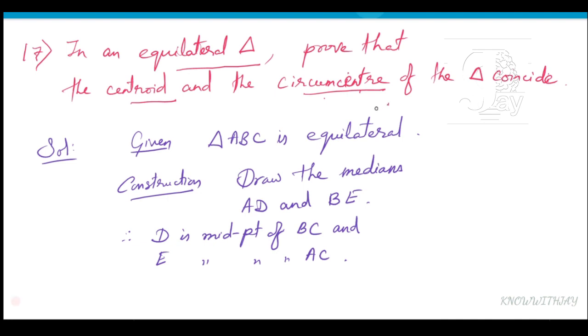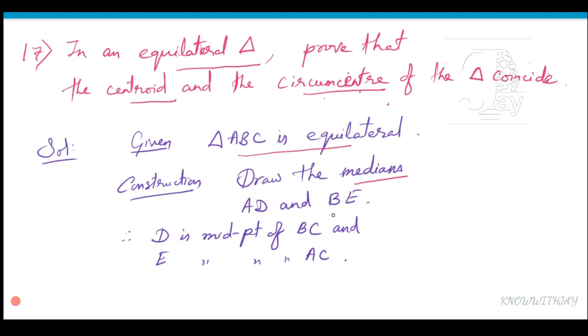vertices of the triangle. Okay, so we have triangle ABC is an equilateral triangle, and the construction you need to do is draw the medians, and then we are going to prove that these medians are also the perpendicular bisectors of the sides. You can also do it the other way, like if you draw the perpendicular to the sides of the triangle, then you need to prove that those are not only perpendicular, but also perpendicular bisectors, so that you can say they are medians. Okay, so we'll start with the median part here.